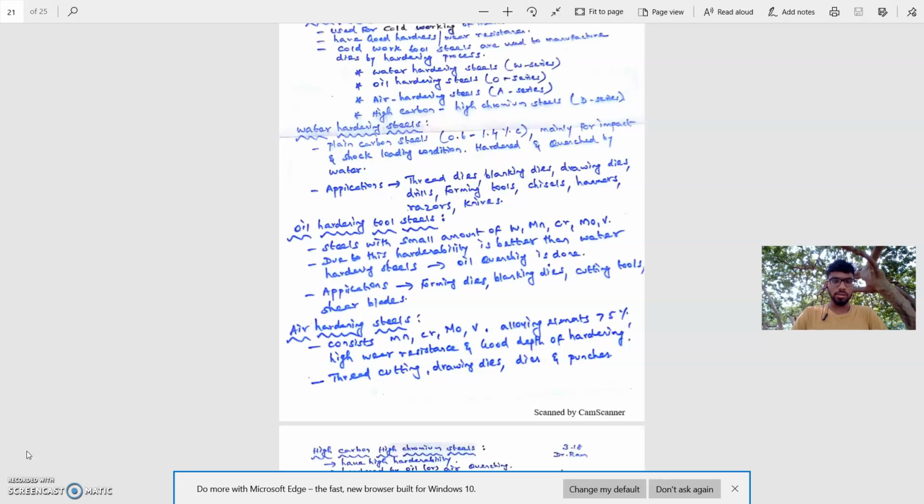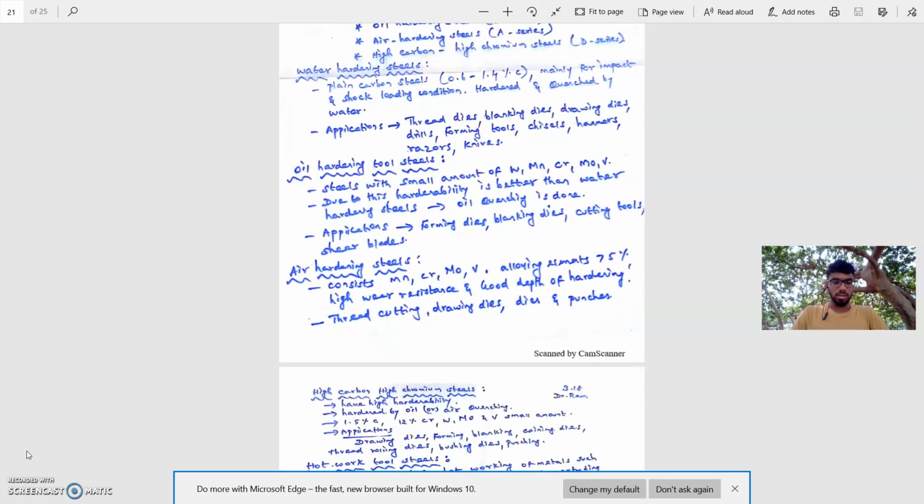Applications of water hardening steels: thread dies, blanking dies, drawing dies, drills, forming tools, chisels, hammers, razors, knives. Secondly, oil hardening tool steels. Steels with small amounts of copper, manganese, chromium, molybdenum, vanadium. Due to this, hardenability is better than water hardening steels. Oil hardened steels are oil quenched. Applications of oil hardening tool steels: forming dies, blanking dies, cutting tools, shear blades.